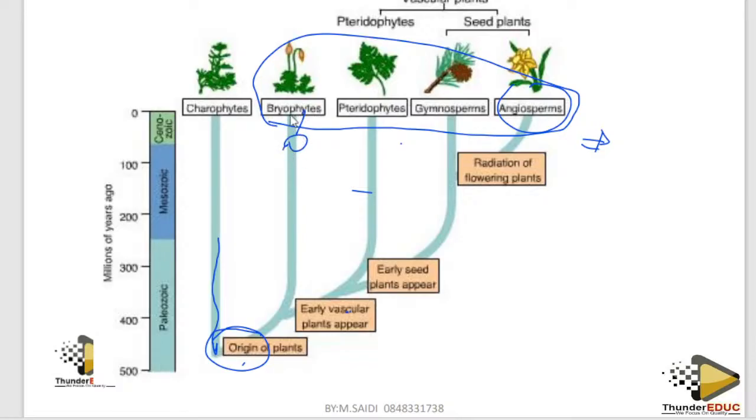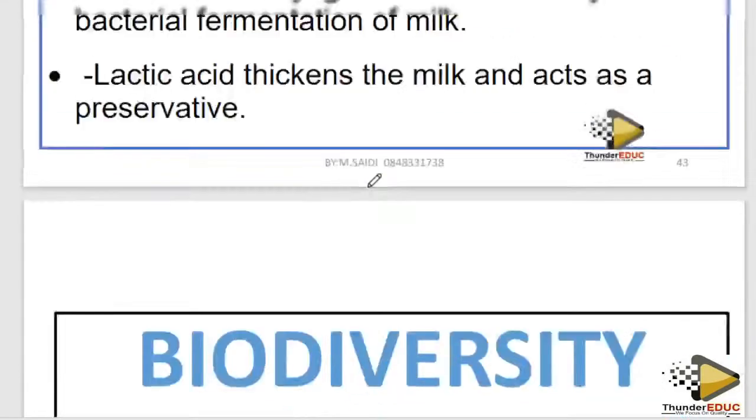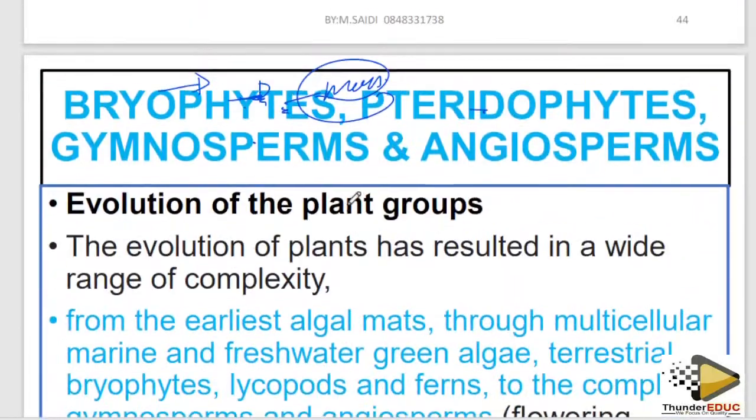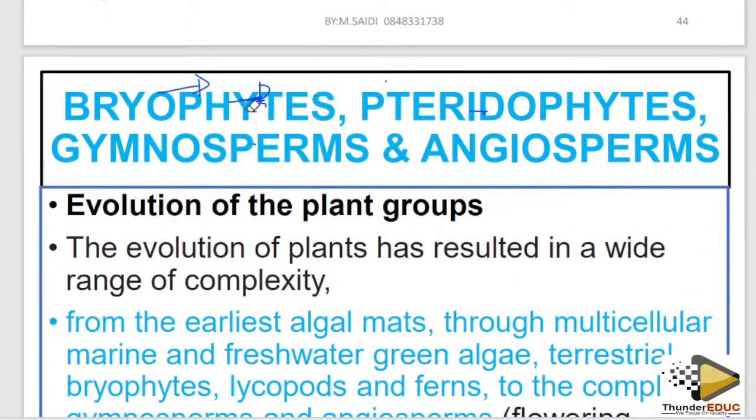So what is the difference between the bryophytes and the pteridophytes? The bryophytes require a lot of water for reproduction. Pteridophytes only require a film of water, but this one requires a lot of water for reproduction. And then these ones don't have a vascular bundle. They don't have xylem and phloem. They are just thallus.